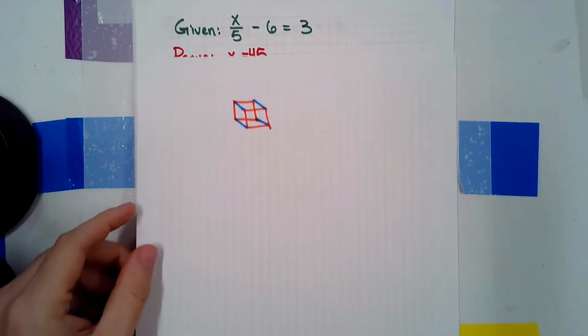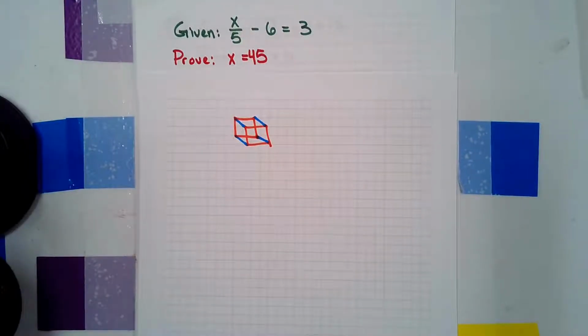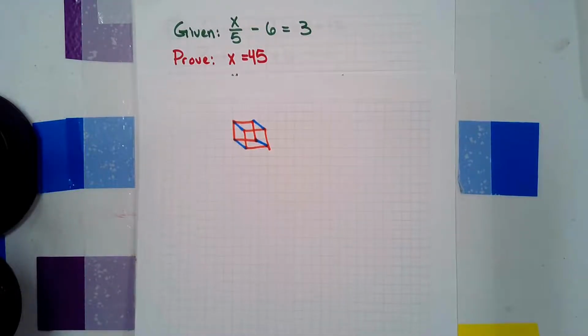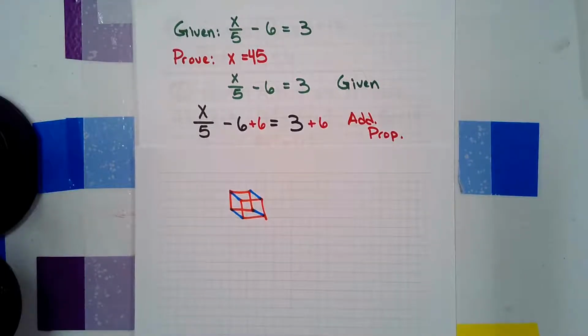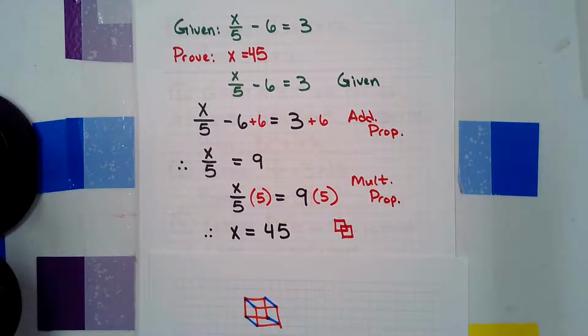Spoilers. Here we are. What properties of equality were you going to use? Addition. We're going to add 6 to both sides, and we're also going to do what? Multiply by 5, right? Multiplication property of equality. So bam, there we go. We're given that. Bam, we do the addition property. Bam, we have this. Bam, we do multiplication property of equality. Bam, 45.